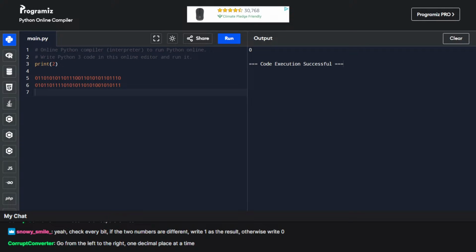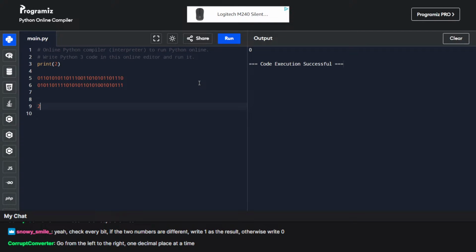Check every bit if the two numbers are different. Snowy underscore Right, smile underscore says yeah, check every bit. If the two numbers are different, write 1 as the result, otherwise write 0. Oh. But why does this... Wait, I'm glad I have this little editor now.